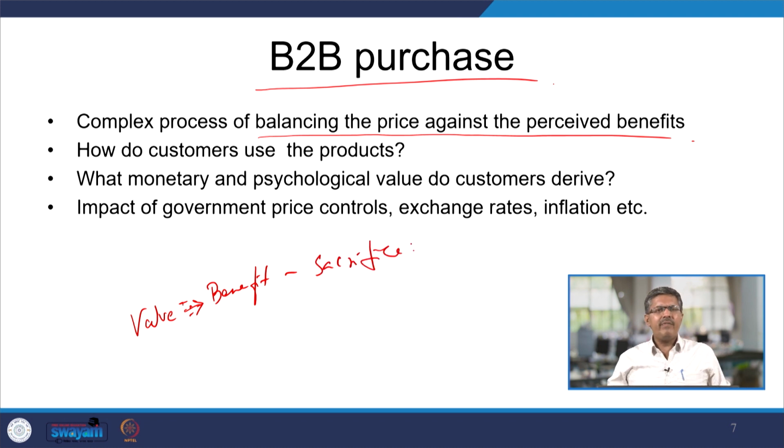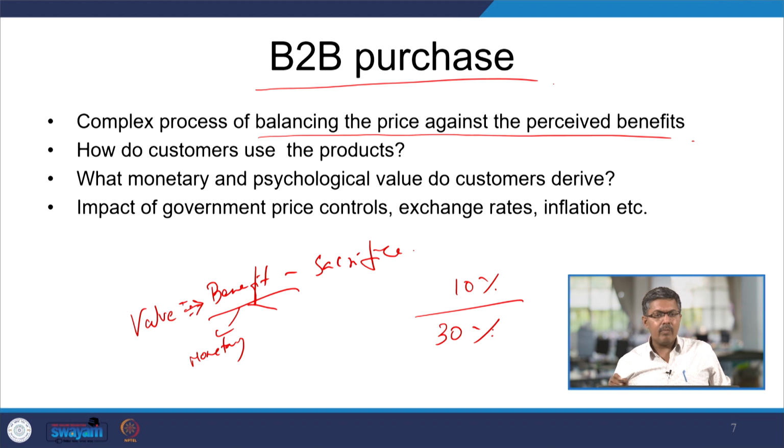So, value is the benefit minus the sacrifice. So, what is the benefit you are getting? Maybe the monetary benefit. You can get monetary benefit by using this machinery or this particular software, which today I am maybe buying at 10% higher cost than the competitor's product, but eventually I am saving 30% of my total cost of operation. So, in the overall business I am saving, right. So, what is the benefit?